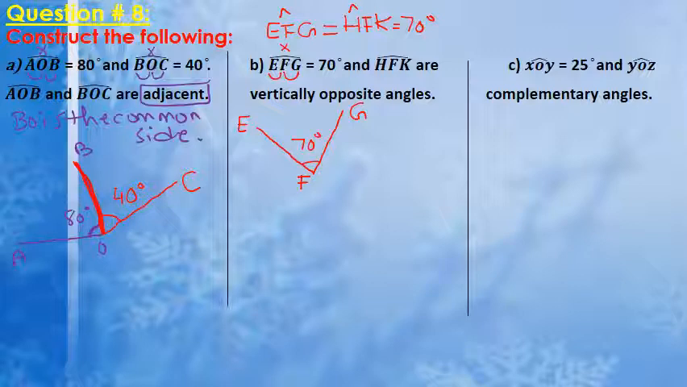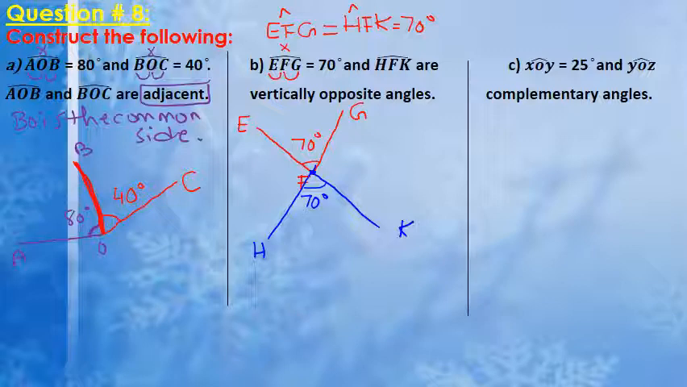Now, it's very simple to continue drawing the vertically opposite angle, which is HFK. We know that F is the common vertex. It is the vertex between the two angles. It's very simple. We just elongate EF and we elongate FG. So directly we get angle HFK. We just elongate the lines of the first angle. So this angle is also equal to 70 degrees.